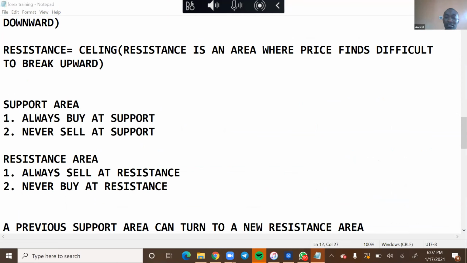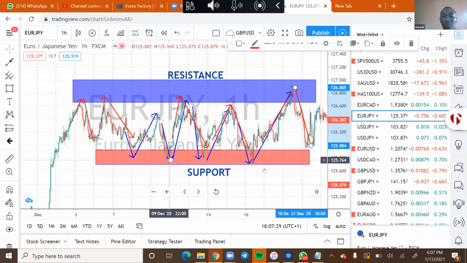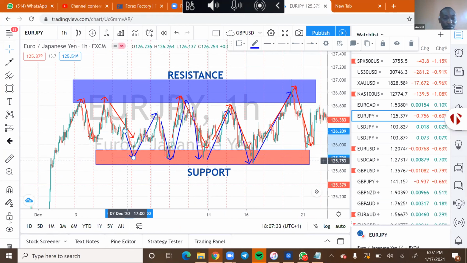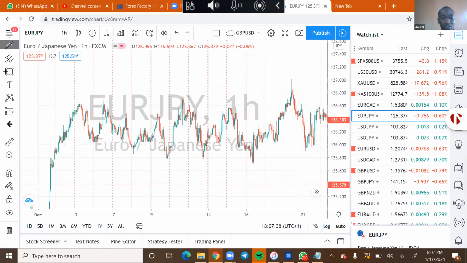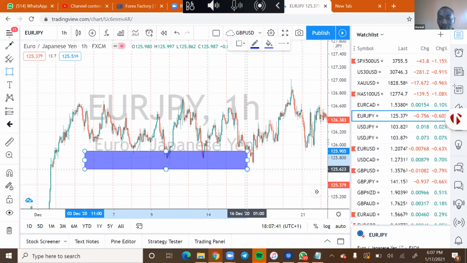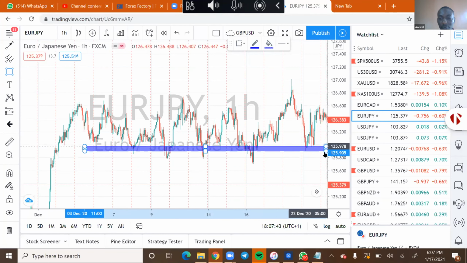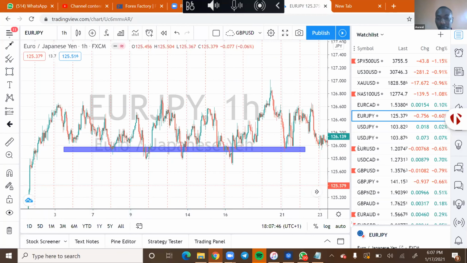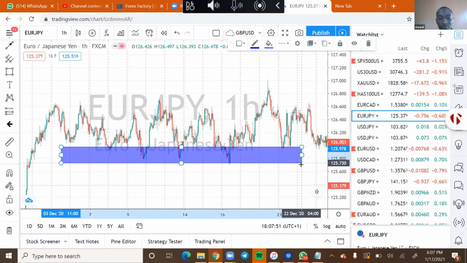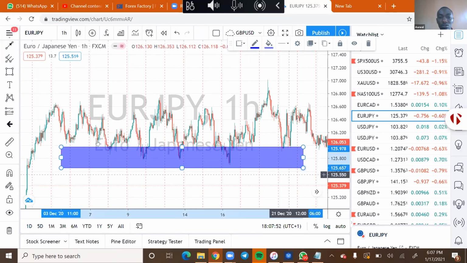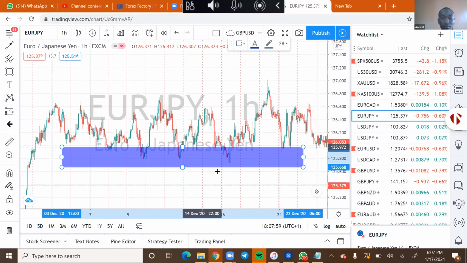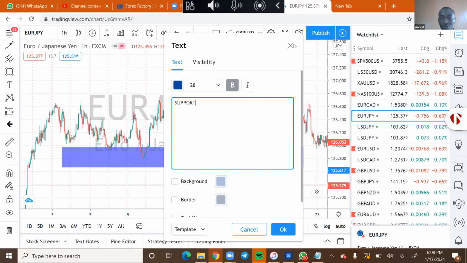So what do I mean by that? When the market hits a support, which is this down area, I'm going to draw that again so that we can all see what I'm saying. So the moment the market starts hitting this support area, you're expected to buy.